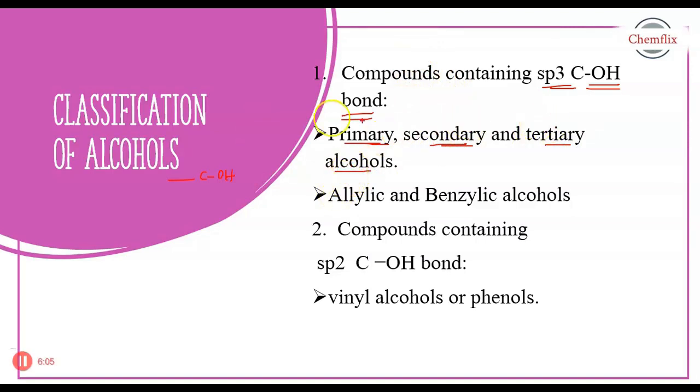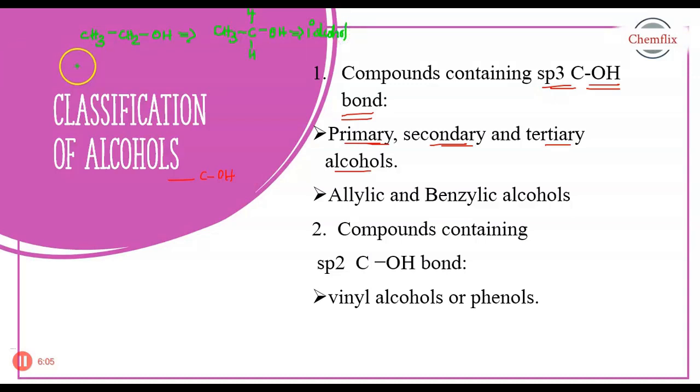So, look here. Suppose I am taking ethanol, CH3CH2OH. Here this OH group is directly attached to this carbon containing 2 hydrogen atoms. So this type can be called a primary alcohol. This one is called primary alcohol.